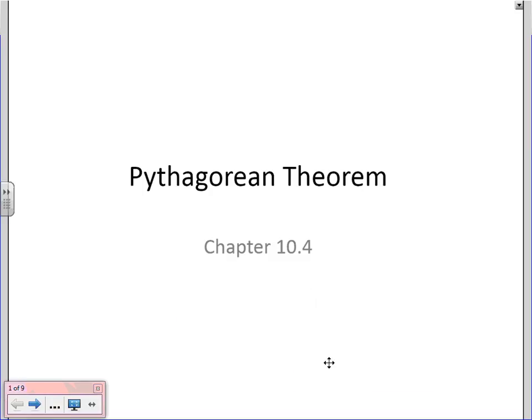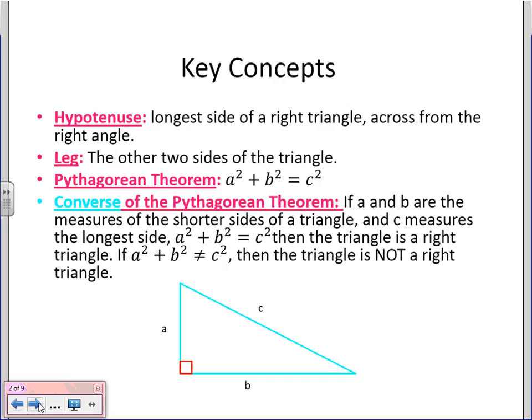Okay guys, this is the last section of chapter 10 that we are going to cover, and this is chapter 10.4, and we're going to talk about Pythagorean's theorem. These are the key concepts that we're going to talk about for this lesson, so please get these copied into your notes, and when you are complete, play me and we'll go over them.